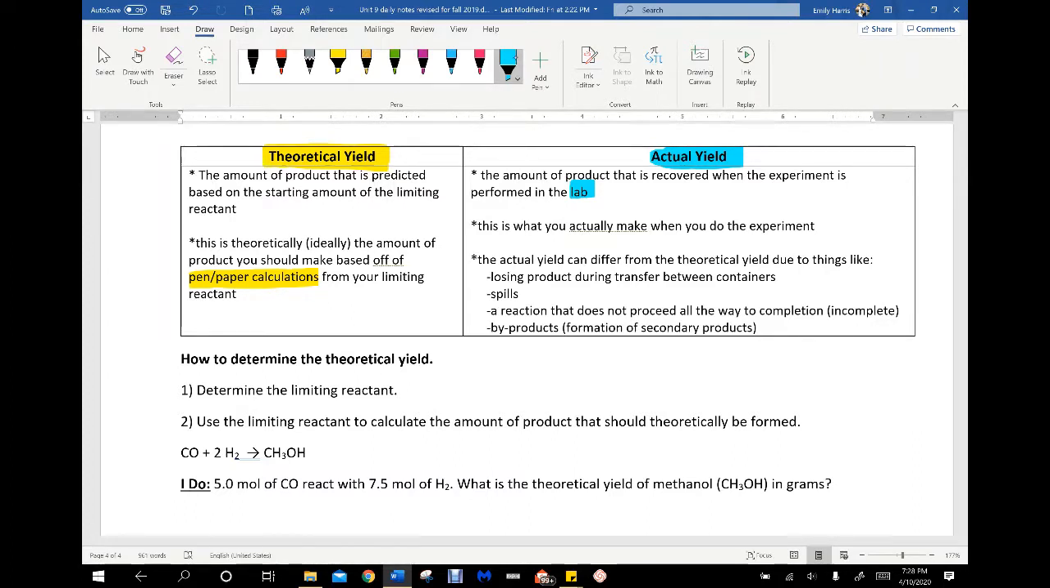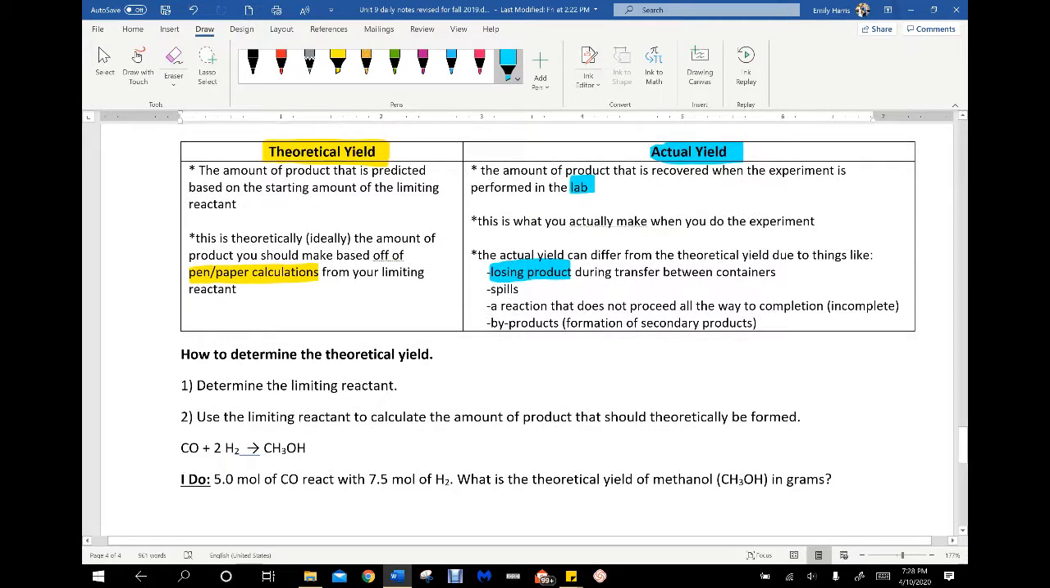And like we said, there are a few reasons why this can differ from the theoretical yield. We've already mentioned losing product, spills, the reaction not going all the way to completion, and forming different byproducts that you weren't expecting. What we're going to start out by practicing is how to calculate, before the reaction, what the theoretical yield should be. Then we'll talk about how to compare the theoretical yield and the actual yield to see how well you did in the lab.